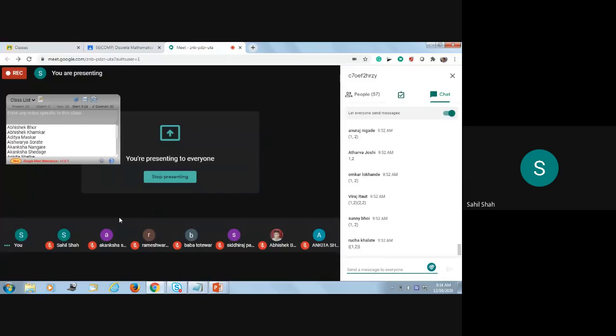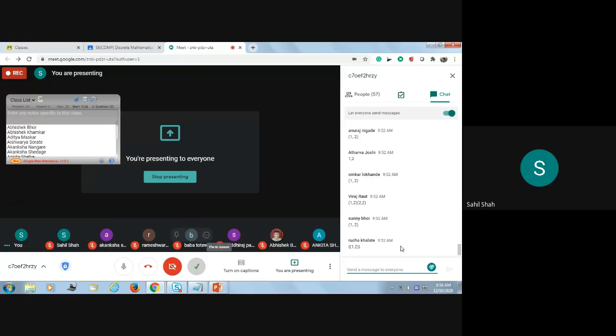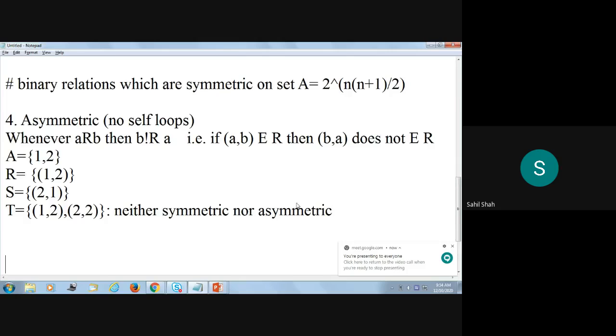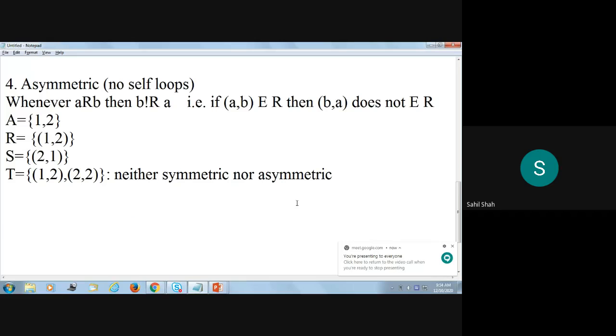Are you ready? Should we proceed? Yes, fine. Thank you. So, what could be the relation of this? Being a father of, being a brother of, these are the asymmetric relations.